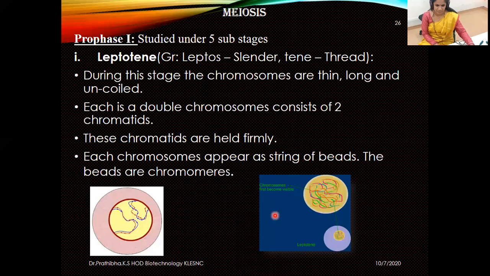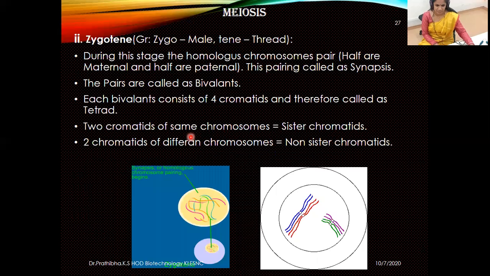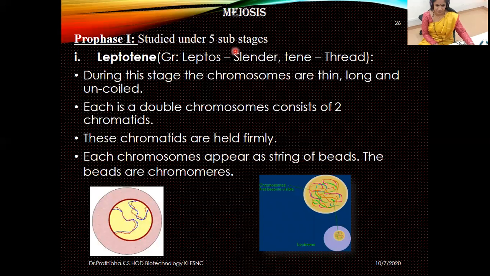Now let us go through prophase first. This is studied under five substages. Leptotene: in Greek, leptos means slender and tene means thread. During this stage, the chromosomes are thin, long, and uncoiled. Each is a double chromosome consisting of two chromatids. These chromatids are held firmly. Each chromosome appears as a string of beads. The beads are chromomeres. You can see the microscopic observation of leptotene here. Here the chromosomes first become visible, and later you can see leptotene like this.